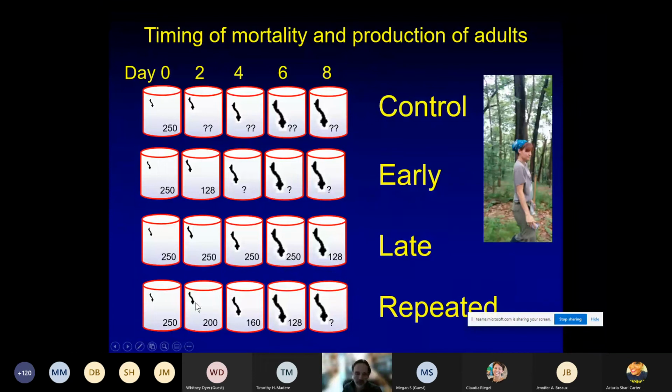And then the fourth treatment was what we called repeated mortality, where on day 2, 4, and 6, we randomly removed 20% of the existing population each time, which resulted by day 6 in the same cumulative removal of 48% of the population. And our question then is, which of these is most likely to lead to an overcompensatory response, that is more surviving adults than the control? And ultimately, which of these is more likely to lead to the Hydra effect?